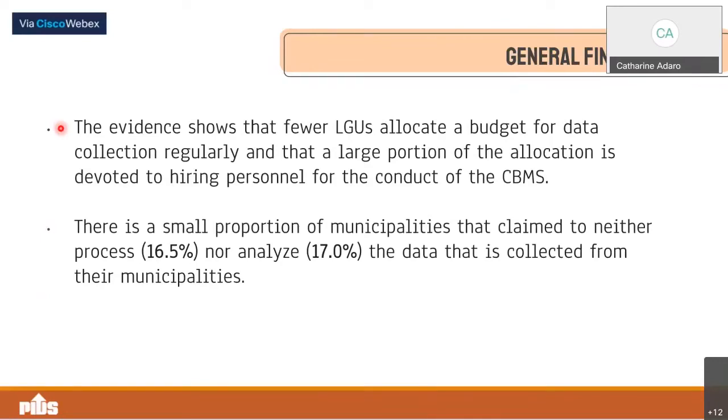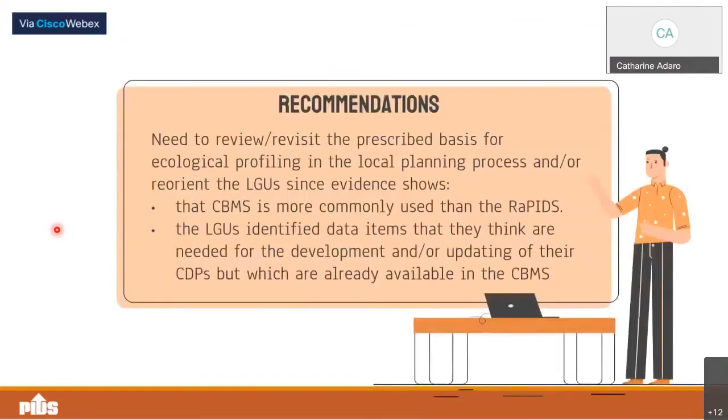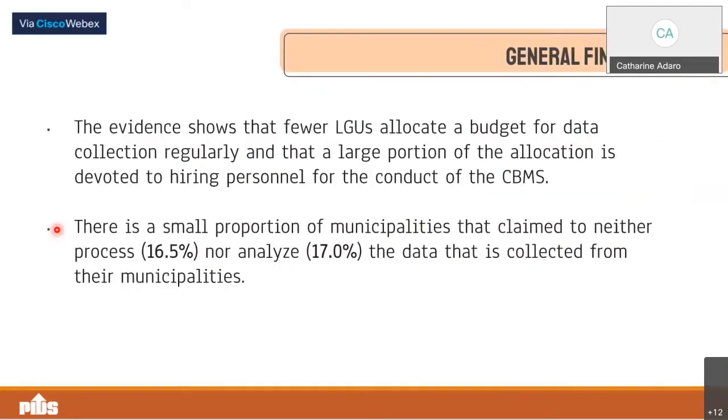Evidence also shows that fewer municipalities allocate a budget for regular data collection. And for those that do, a large portion of the allocation is devoted to hiring personnel for the conduct of the CBMS. In terms of processing and analyzing CBMS data, there is a small proportion of municipalities that claim to neither process nor analyze the data collected from their municipalities. Though the survey did not probe beyond this response, anecdotal evidence suggests that, not knowing how to proceed with collected data, the LGU sent data to the DLSU AKI CBMS network for processing without any follow-up afterwards.